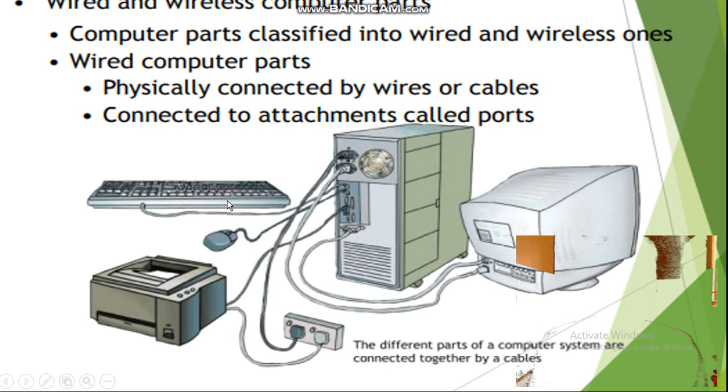Same with the keyboard. Some keyboards have a USB port, while some have HDMI, while some are wireless. Then the mouse as well has a USB port. Then the printer as well has a USB port.